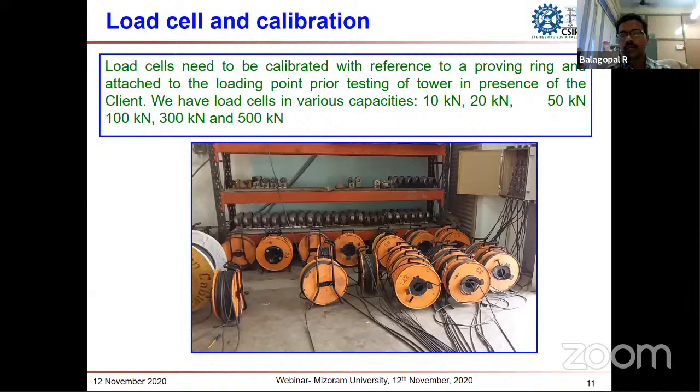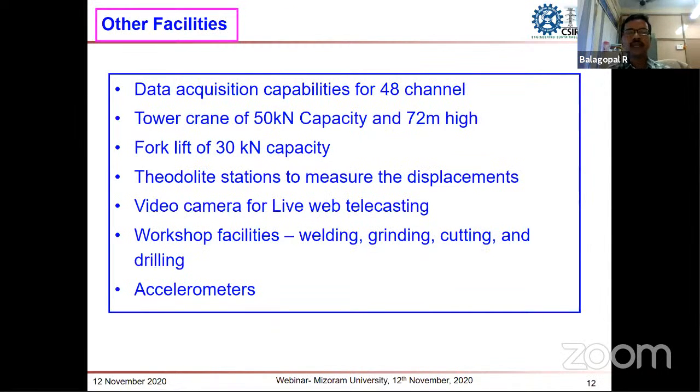Then, before these load cells are mounted on the tower, the load cell feedback is recorded in our control system. That data will be used while applying the load on the towers. That is one of our unique facilities. Apart from this, as I have already told, we have data acquisition facilities, and we have a tower crane for erecting the tower. The lifting capacity is 5 tons, and the height of the tower crane is 72 meters.